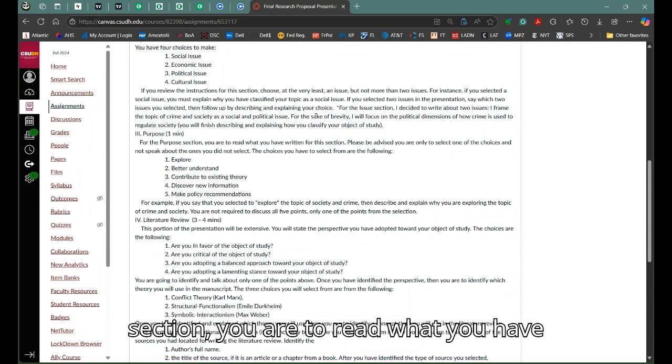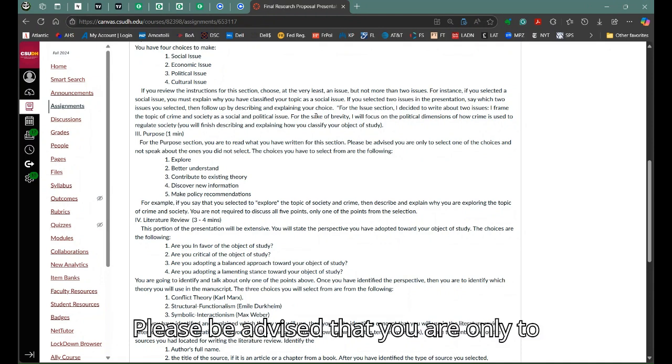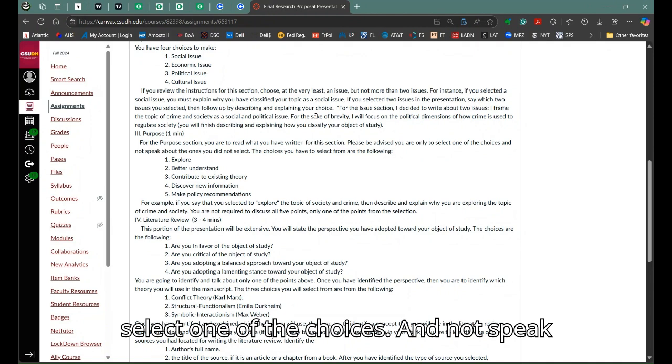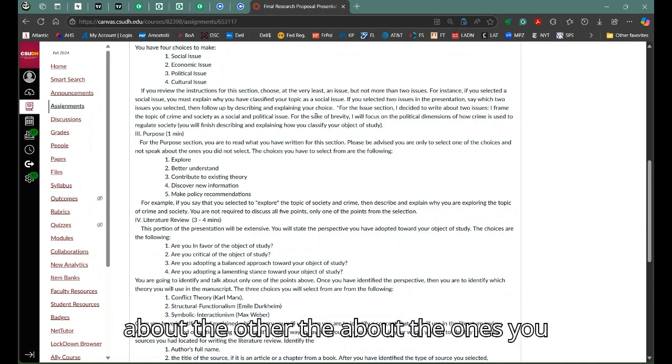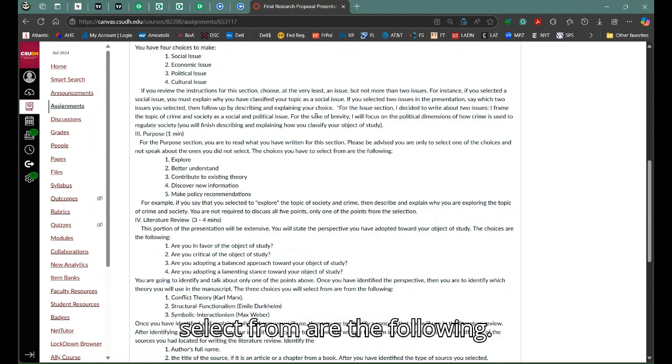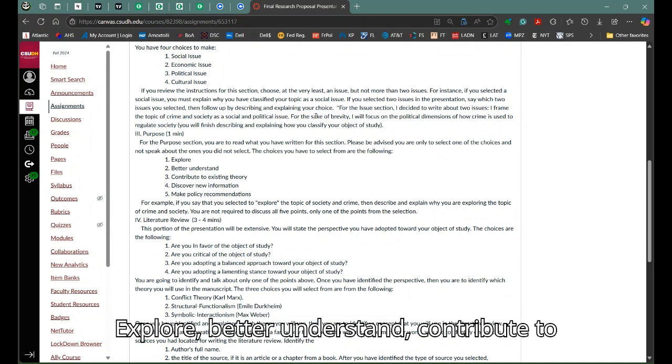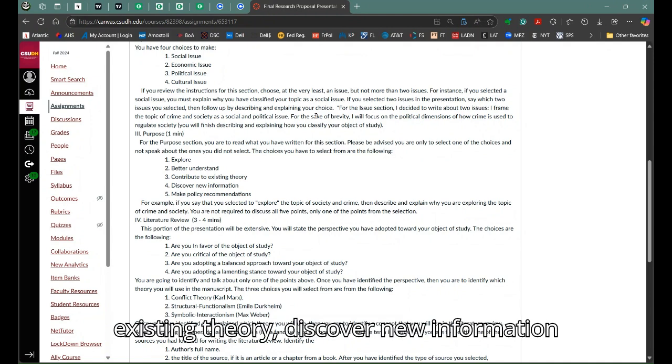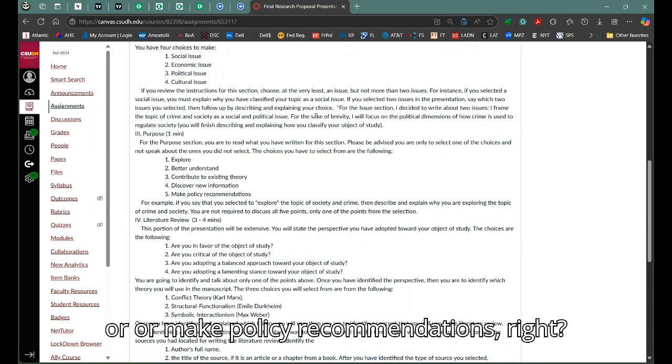For the purpose section, you are to read what you have written for this section. Please be advised that you are only to select one of the choices and not speak about the ones you did not select. The choices you have to select from are the following: explore, better understand, contribute to existing theory, discover new information, or make policy recommendations.